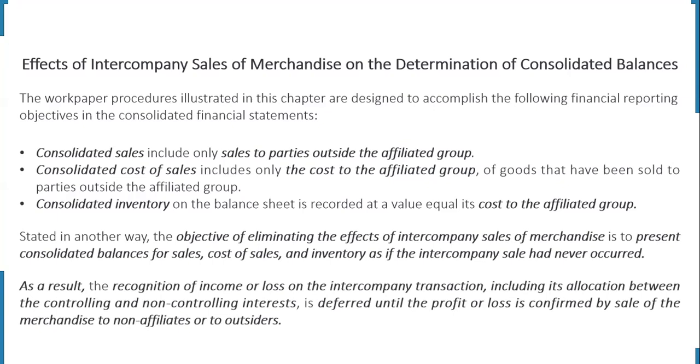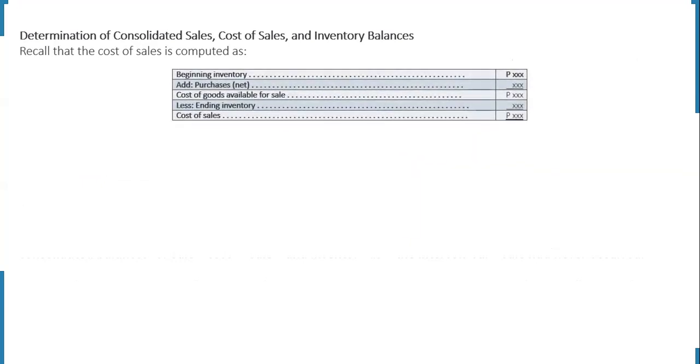As a result, the recognition of income or loss on the intercompany transaction, including its allocation between the controlling and non-controlling interests, is deferred until the profit or loss is confirmed by sale of the merchandise to non-affiliates or to outsiders. Determination of consolidated sales, cost of sales, and inventory balances. Recall that the cost of sales is computed as beginning inventory. We add purchases at net. We have the cost of goods available for sale. Then we deduct the ending inventory and we have cost of sales.